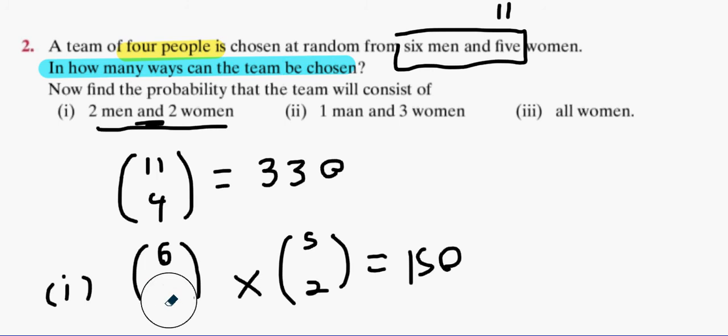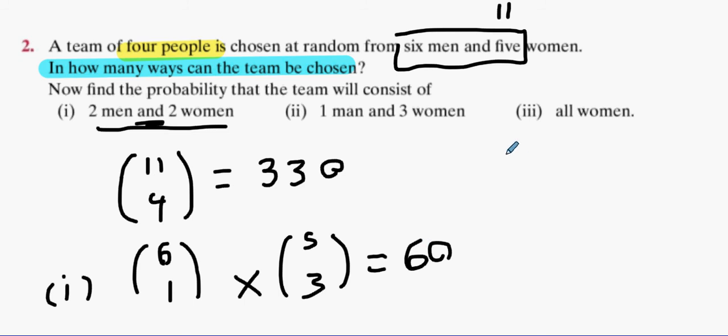One man and 3 women. Anybody? That one there, yeah? So 6C1 and 5C3, right? Alright, we'll do one more. All women.